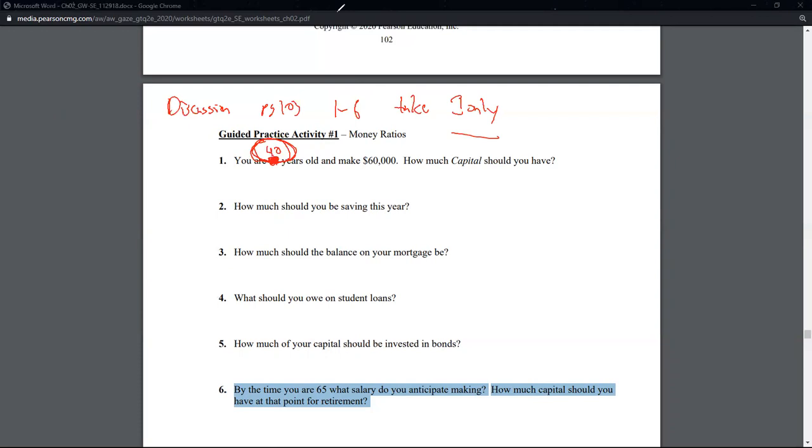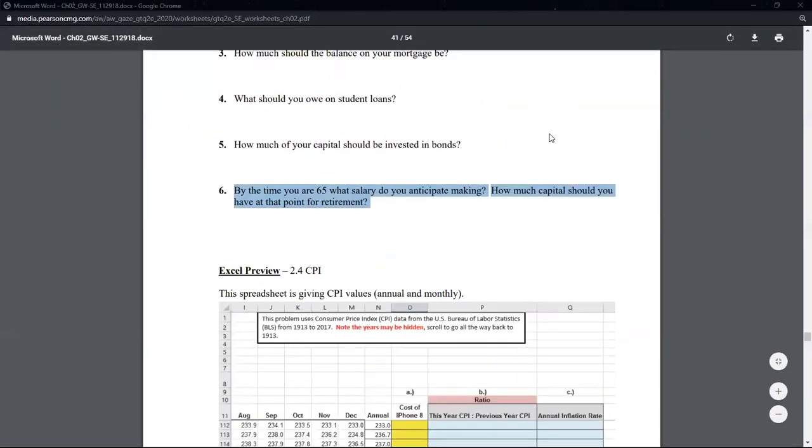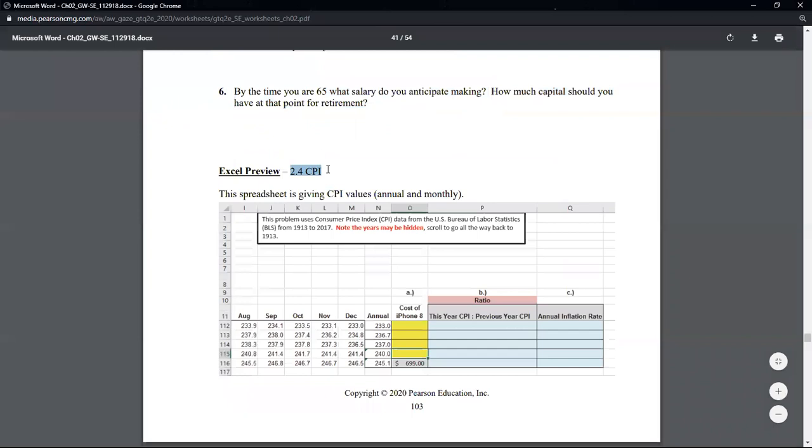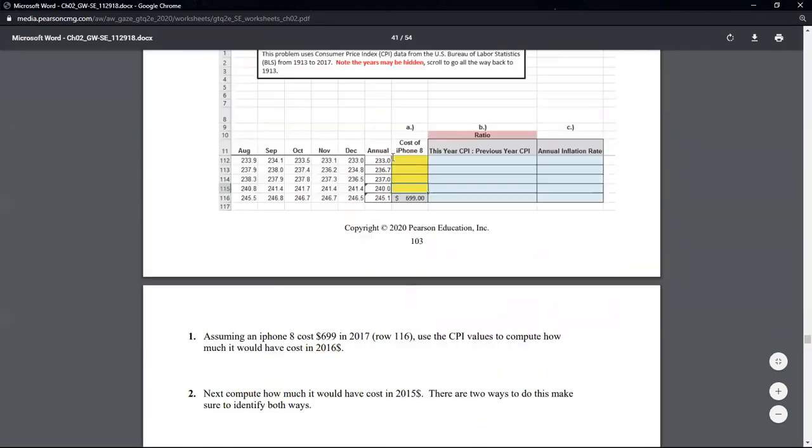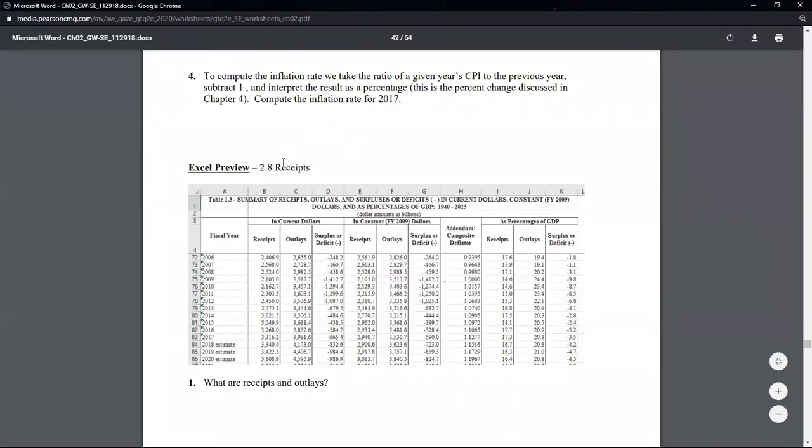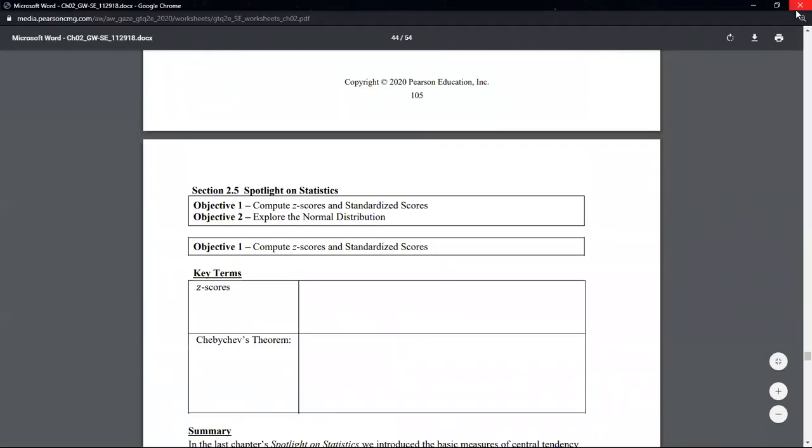Okay, so I'll have that typed up. You'll see the discussion board go up at the end of class, just like usual. That will finally close out the chapter. Also, Excel preview 2.4 CPI. This, after 2.1 on currency, is going to be the next one. So you've got an Excel preview that you can use. Remember, these can be helpful. 2.8 receipts, we're not going to be doing that one. So that's it. 2.5 is on statistics. If you don't remember from the beginning of the semester, I said anything involving statistics, we pretty much skip.